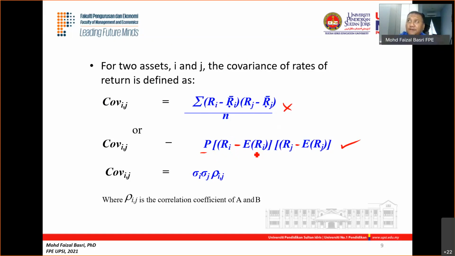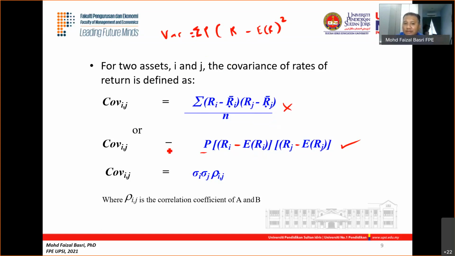Okay, if you remember last week, or based on the video, when we want to find variance, the formula was the sum of probability, we multiply with the return minus the expected return, and we square. Okay, this was last week to find the variance.